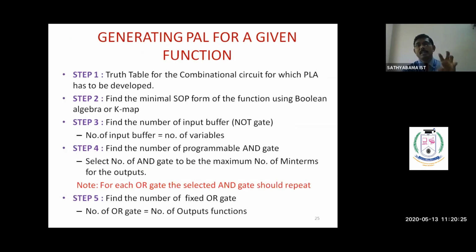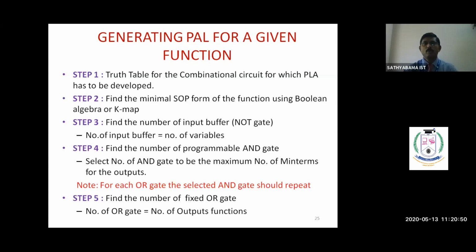PAL, here the same process. First we take the combinational circuit and make the Boolean function, then we make the inputs with respect to the number of input variables and the product lines based on the number of product terms. Here the outputs are fixed because the OR gates are fixed in the case of PAL. That is the only main difference between PLA and PAL.